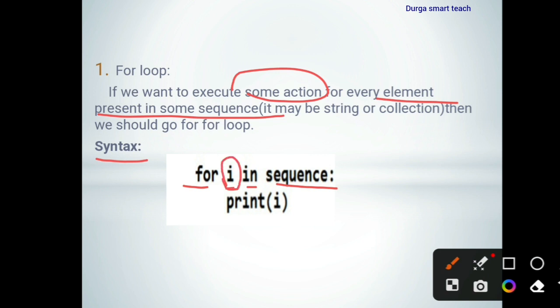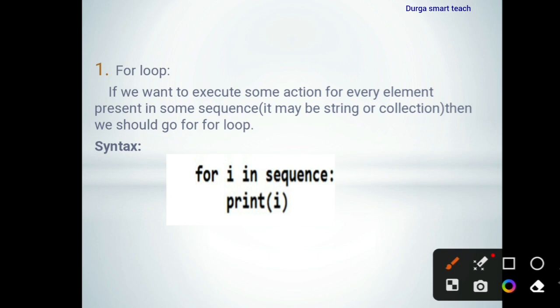I is pointed to the first element. If I is present in the sequence, then we can print the statement, and the I value is printed. So this is the syntax: for I in sequence, then you need to execute the statement.